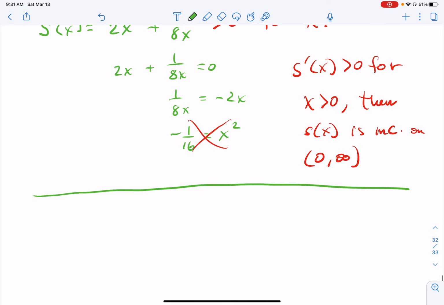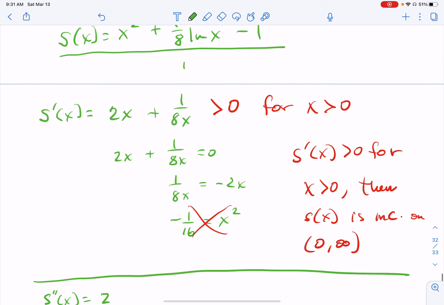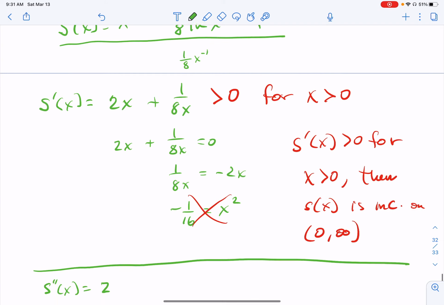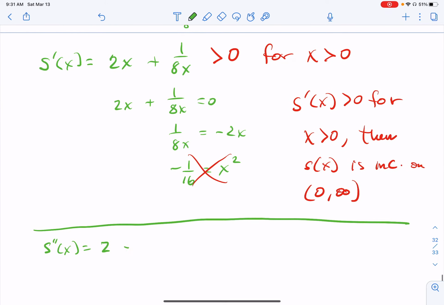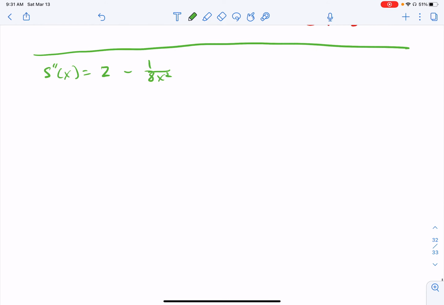Now we need to find the second derivative here. So s double prime of x is equal to just 2, and this is 1/8 x to the negative 1 power. So negative 1/8 x squared. Okay, so just like we did before, we need to find where this is equal to 0. Super critical.